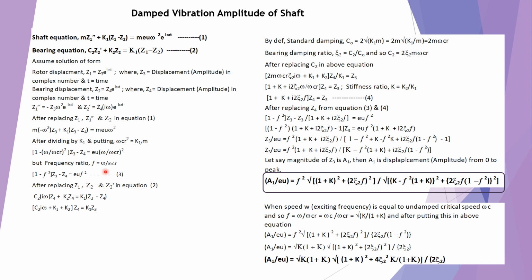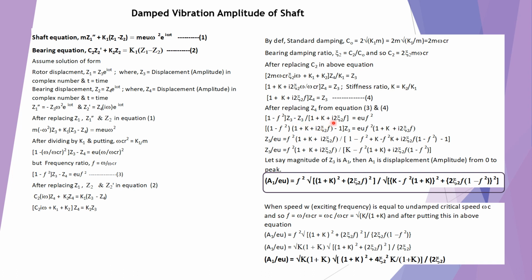This is the equation where f is the frequency ratio and omega CR squared is equal to Q1 upon M. After replacing Z1, Z2, Z2 dash in equation 2, we simplify: (C2 i omega plus K1 plus K2) Z4 is equal to K1 into Z3. Again, the bearing damping ratio zeta 2 is equal to C2 upon 2 omega CR M. After replacing C2 in the wave equation, we can write (1 plus K plus i 2 zeta 2 f) Z4 is equal to Z3. This is equation number 4.